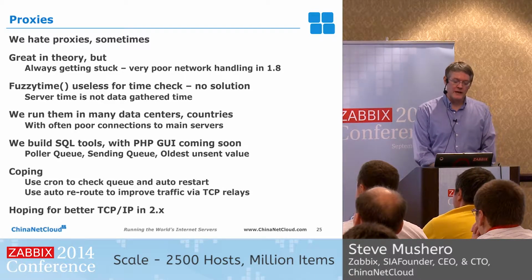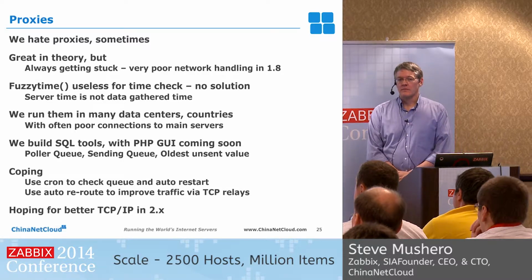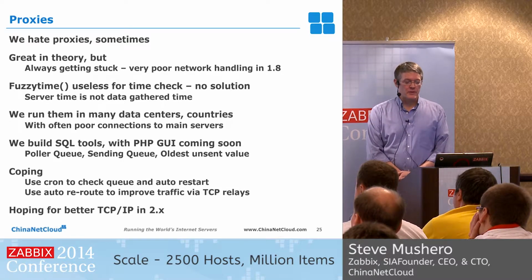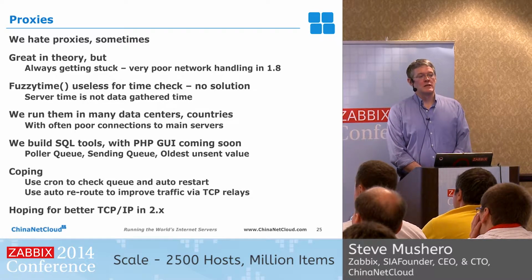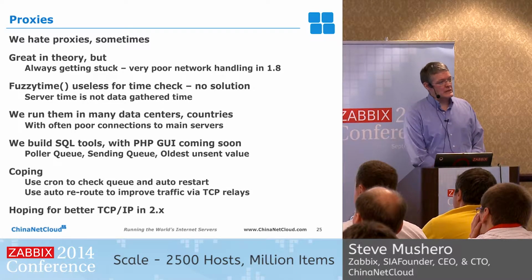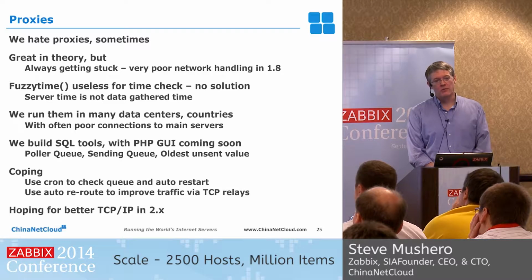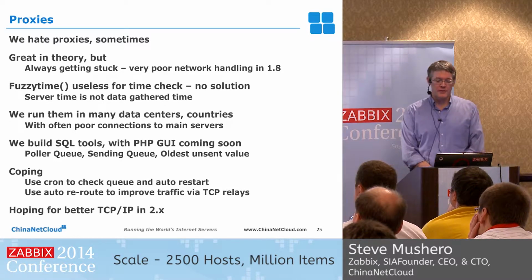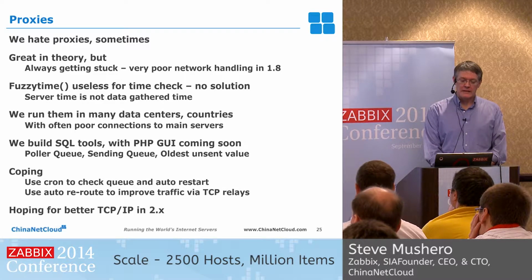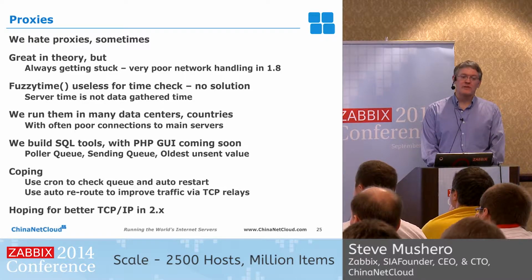And so the problem we have, and we're in version 1.8, and we hope this is going to get better, is that there's something strange in the network handling of the proxy. If you have packet loss between the proxy and the Zabbix server, the proxy will lock up. It will stop sending data. All 1.8 versions do this, and we're not sure why. And you have to restart the proxy.